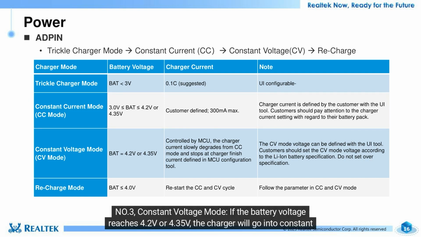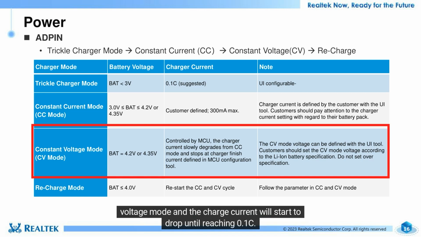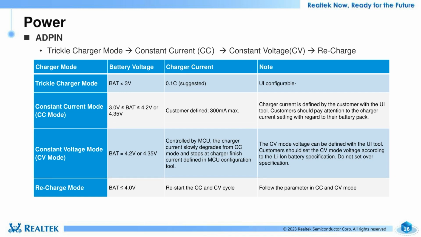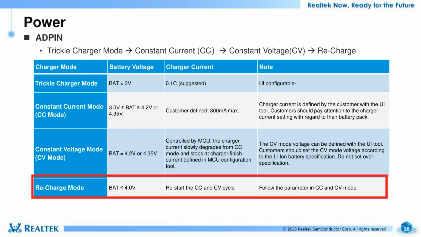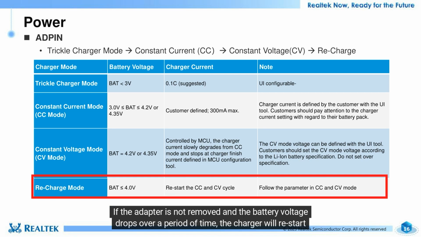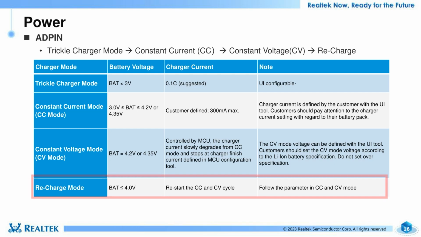Number 3, constant voltage mode. If the battery voltage reaches 4.2 V or 4.35 V, the charger will go into constant voltage mode and the charge current will start to drop until reaching 0.1 C. Note that the stop current can be defined in the UI tool by customer. Number 4, recharge mode. If the battery charge process is completed, the charger will stop charging the battery. If the adapter is not removed and the battery voltage drops over a period of time, the charger will restart the charging process with CC and CV mode configuration.